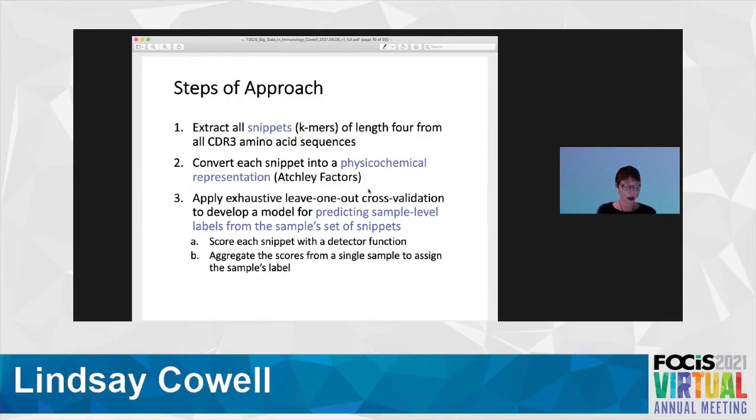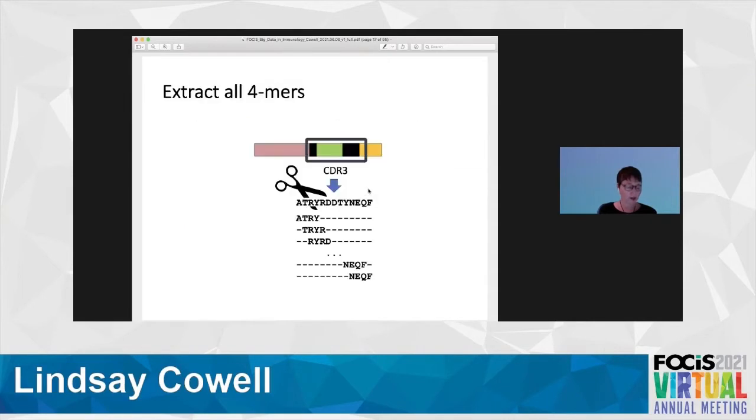So first, we're extracting all amino acid sequences of length 4 from all the CDR3 sequences in a patient sample, and we refer to these as snippets or k-mers. We then convert each snippet into a physicochemical representation using Atchley factors. And finally, we apply leave one out cross-validation to develop a model that will allow us to predict the sample level labels, so whether it's a tumor sample or a healthy tissue sample, from the set of snippets associated with that sample. So we score every snippet within the sample and then aggregate the scores to assign the sample level label.